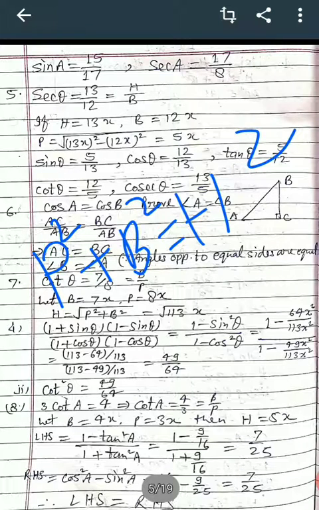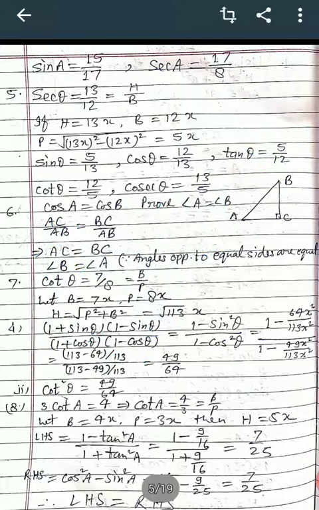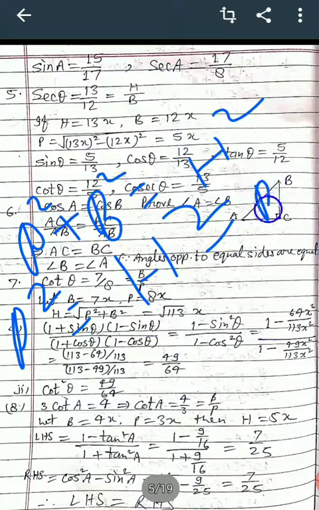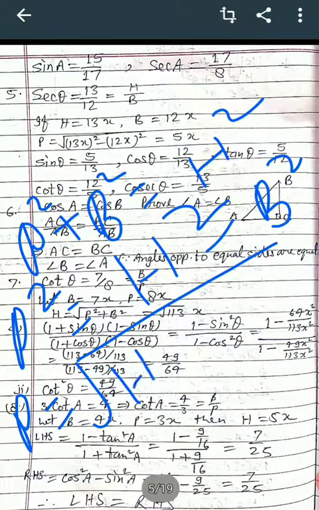Here, using the Pythagoras theorem, p square plus b square equals h square. Clear? Now if we separate p, sorry, p square plus b square equals h square. So if we separate p square, that will be h square minus b square, and if we separate p, it will be root of h square minus b square. Directly we use this formula.